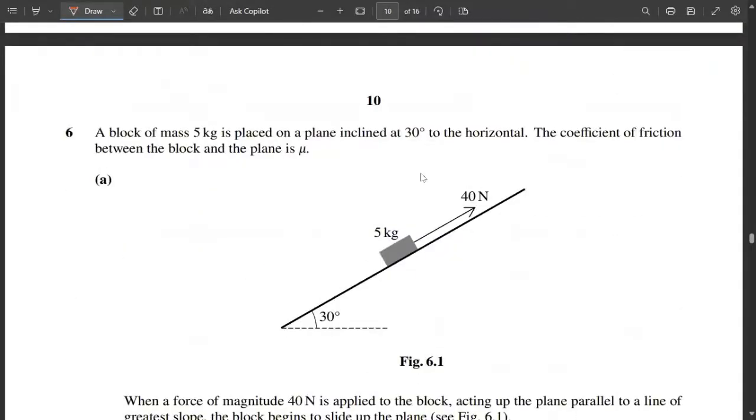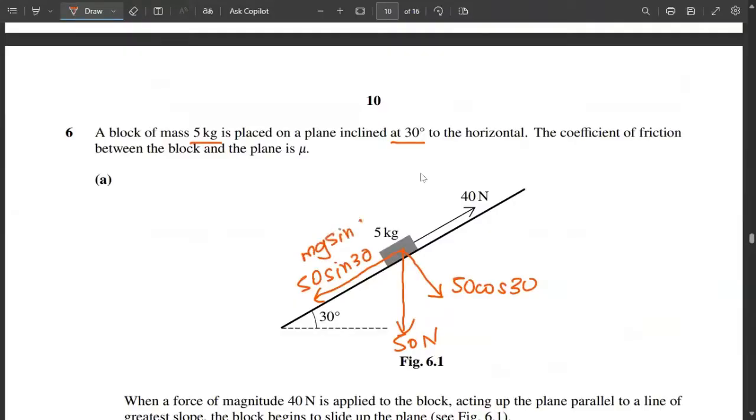Sixth, a block of mass 5 kg is placed on an inclined plane at 30 degrees. Okay, so its weight will be 50 Newton. One of its components will be 50 cos 30, and a downward component will be 50 sin 30. This is nothing but mg sin theta, and this is mg cos theta. Let me erase this to save space.